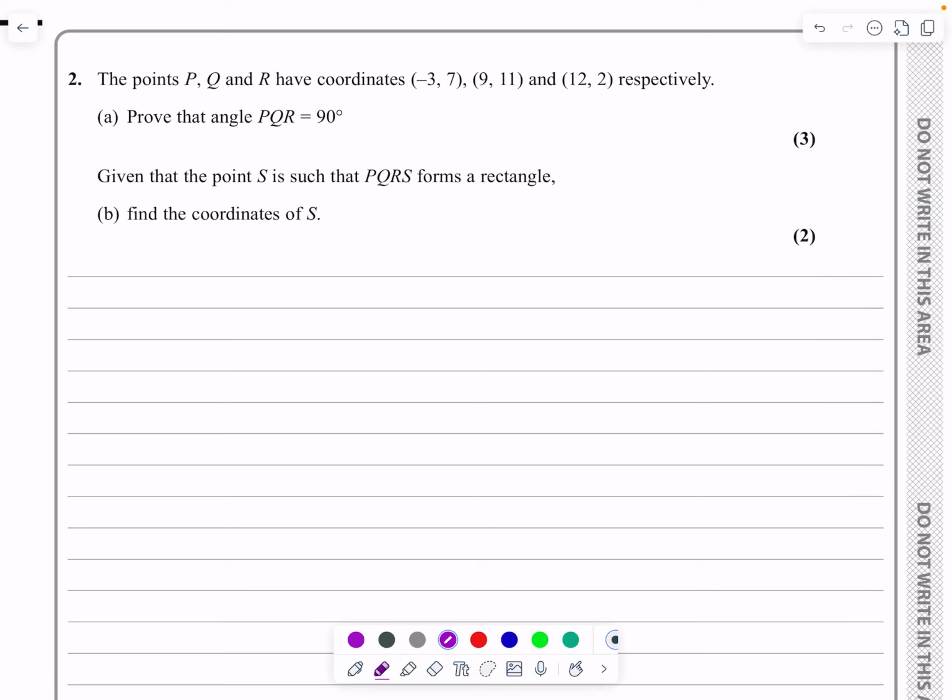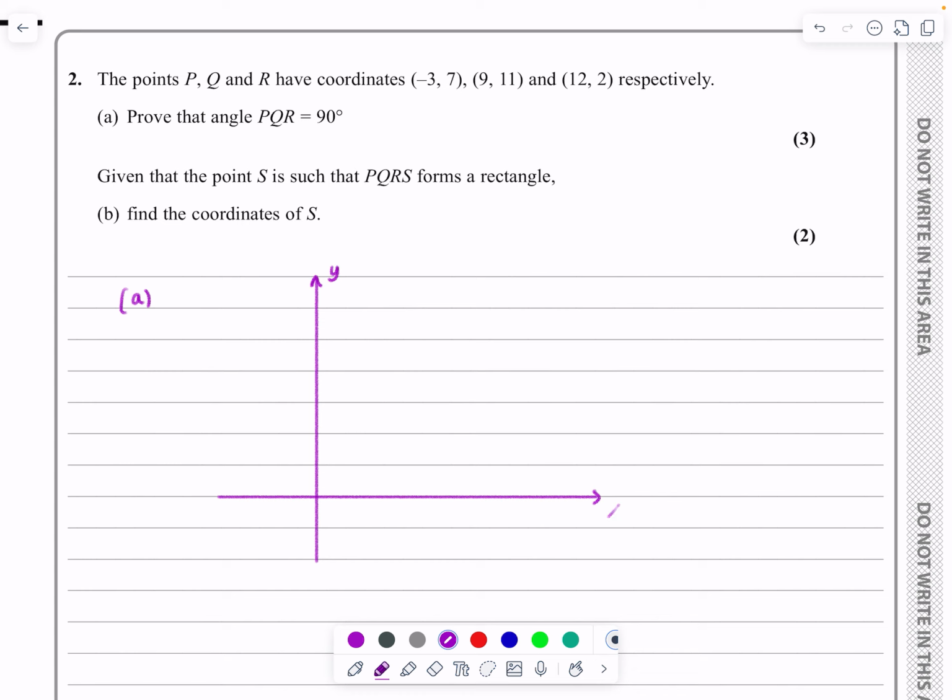Okay, this is the P1 paper from January 2023. It's question number 2, and this is a straight line graphs question, in particular looking at parallel and perpendicular lines. Let's read it through. For part A it says P, Q and R are those three coordinates there, and what we've been asked to do is to prove that angle PQR is equal to 90 degrees.